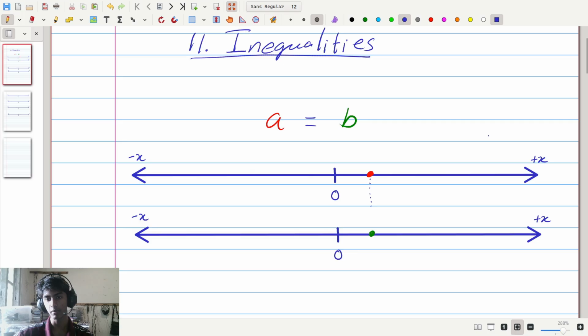Here we can see on this number line, both A and B have the same exact value. If A is any other value, then B should still be that same value. Let's say A is this value over here, then B would be that exact same value. So what an equality A equal to B means is that the left hand side A's numerical value is equal to the right hand side B's numerical value.